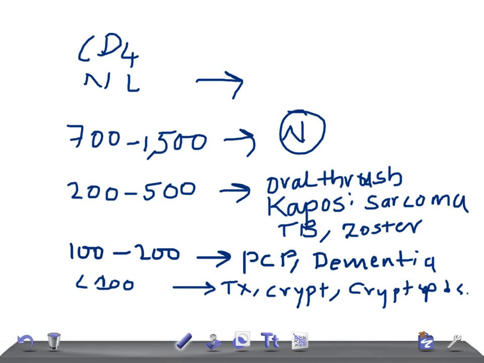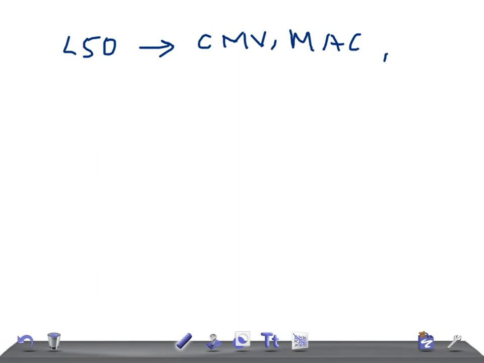And if the levels are below 50, then you will have other infections like CMV, cytomegalovirus infection, MAC, and progressive multifocal leukoencephalopathy. This is really very important because you need to diagnose whether the HIV patient is suffering from PML or lymphoma, because in the USMLE examination they will give you a CT scan of the head or brain and ask you to differentiate whether it's lymphoma or PML.